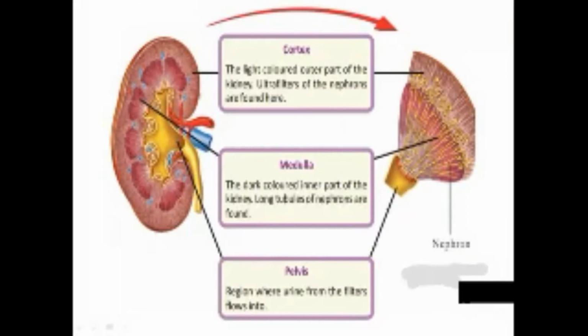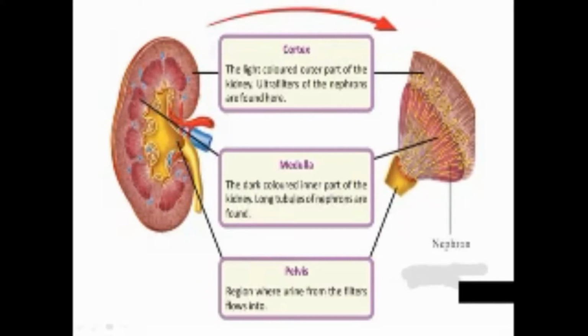In the kidney, each kidney consists of 12 lakh filtering units, and those ultrafilters are called nephrons. Nephrons are the basic structural and functional units of kidneys.